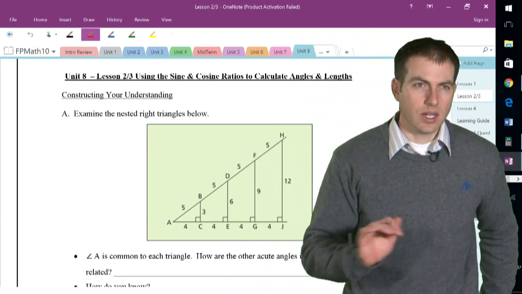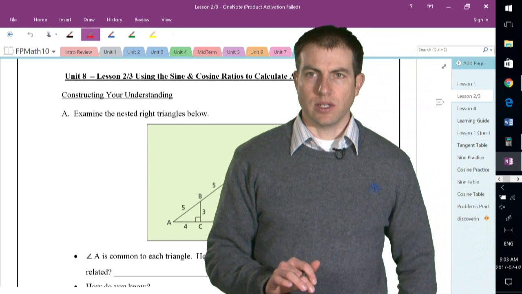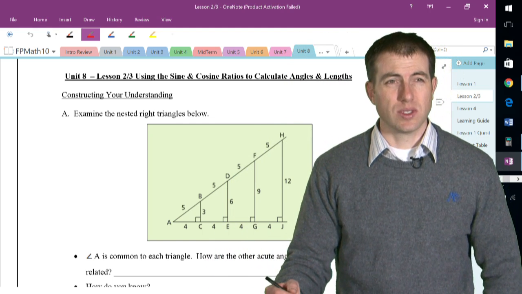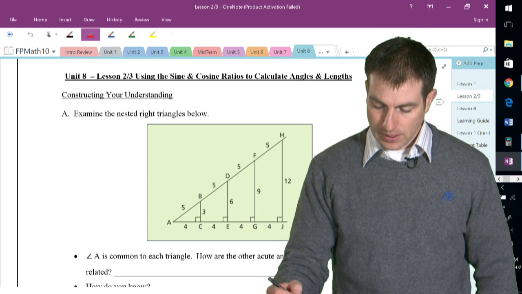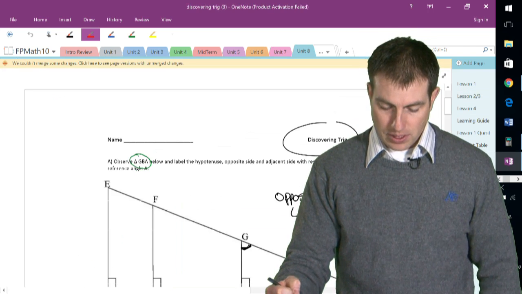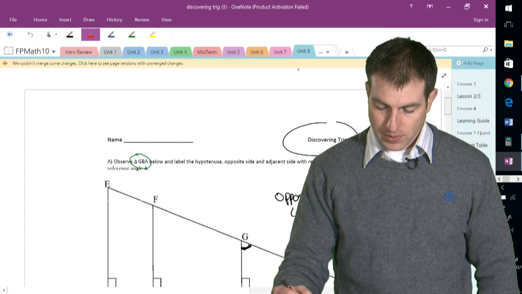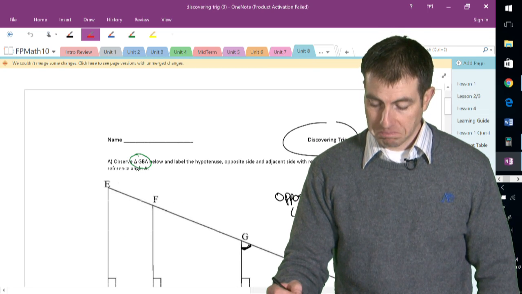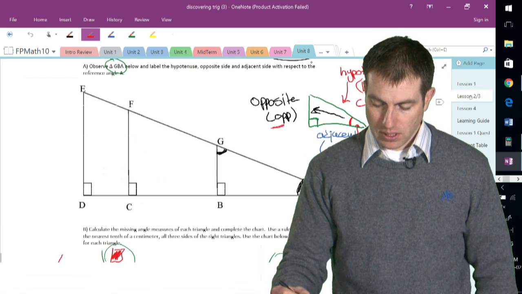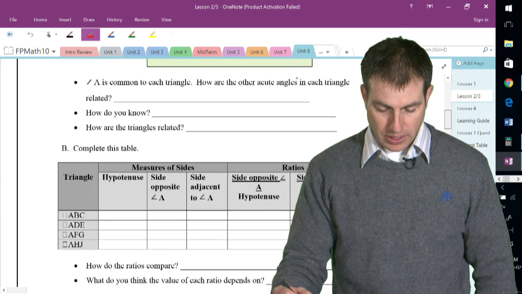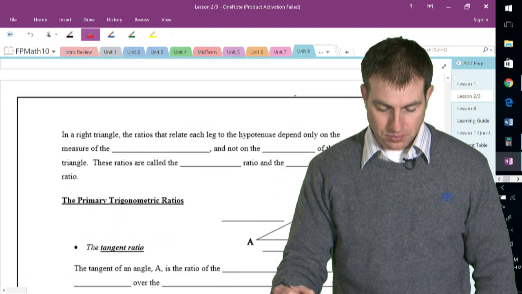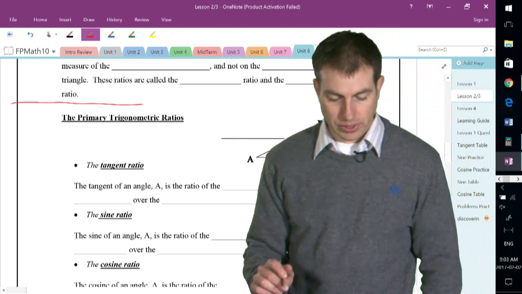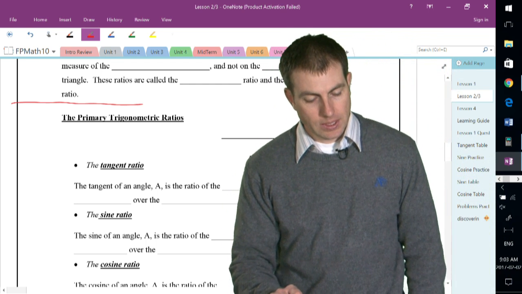We've already done an activity similar to this, so we're not going to do it again. For those of you who had submitted that first assignment we did on discovering trig, thank you. For those of you who haven't submitted it, please submit it. So we're going to just jump down to this section, the primary trigonometric ratios.